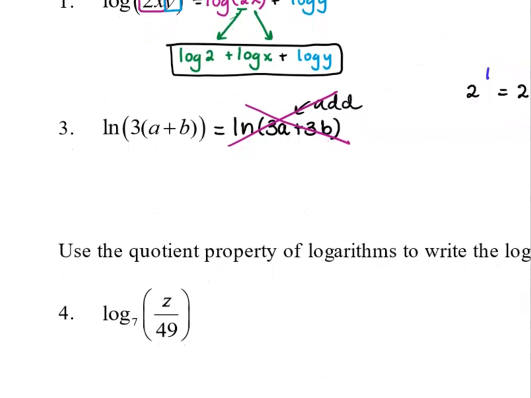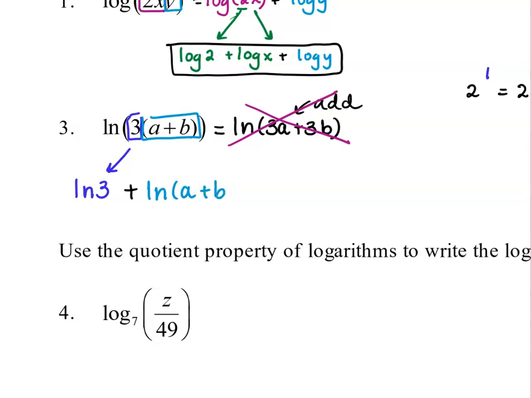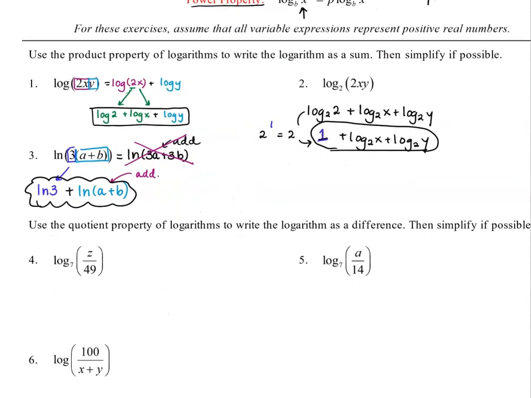So I'm going to leave this where we can look at this as a product of 3 multiplied with a plus b. Product rule says we can separate that into natural log of 3 added with natural log of a plus b. And then notice that this one cannot simplify because that is addition on the inside, and we do not have a rule to simplify addition on the inside.